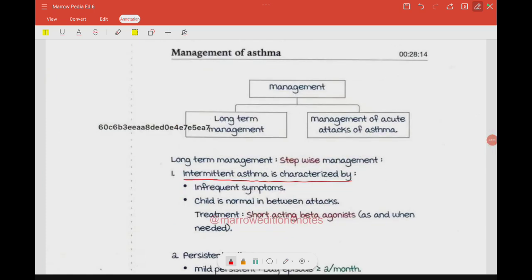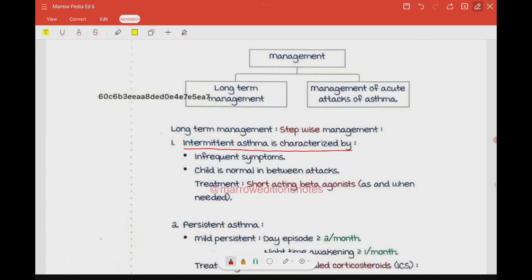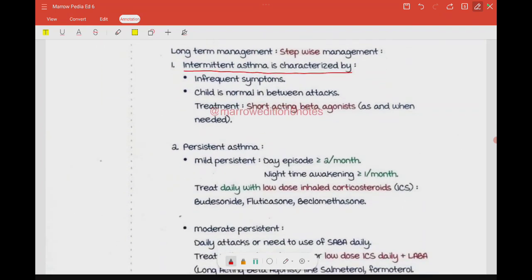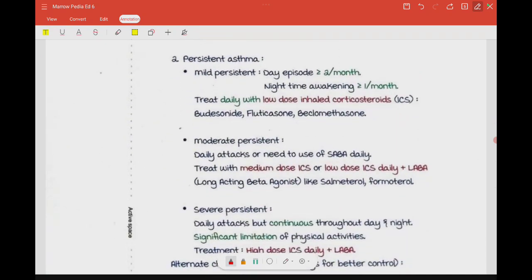Now coming to management of asthma. Management is based on long-term management or management of the acute attack of asthma. So let's see about the long-term management first. For that we have to first divide asthma. It is divided on the basis of intermittent asthma and persistent asthma. Persistent is again divided into mild persistent, moderate persistent, and severe persistent.